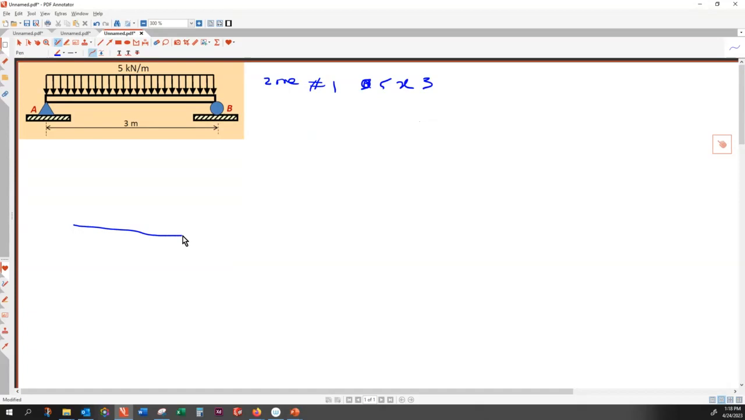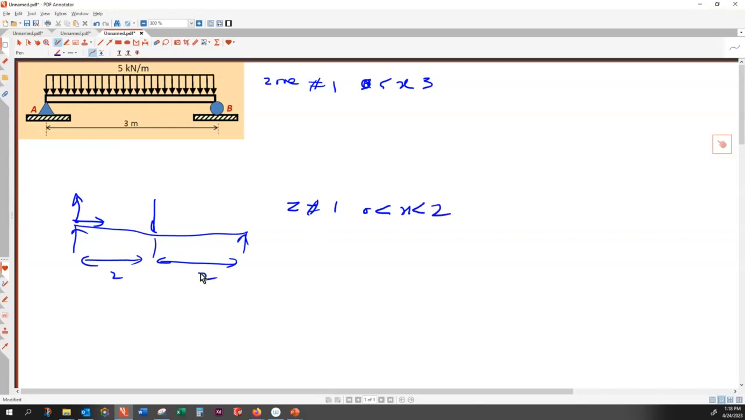So hypothetically, if I had something like this one, how many zones were here? Two zones. 2 meters here, 2 meters here. So when I write the expression for zone number one, my coordinate system is attached to the beginning, so x goes from 0 to 2. So let's make this one 5. If I want to write the equation for zone number 2, I bring my coordinate system here at the beginning, and now my x is changing between 0 to 5.